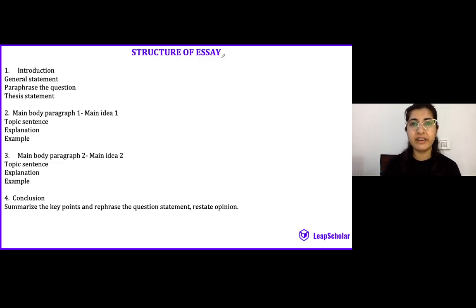So this is how my rough sheet would look like. You would get a rough sheet in both CBT and TBT exams. Please utilize it. This is how it should look like. Think about what am I going to mention in my introduction.